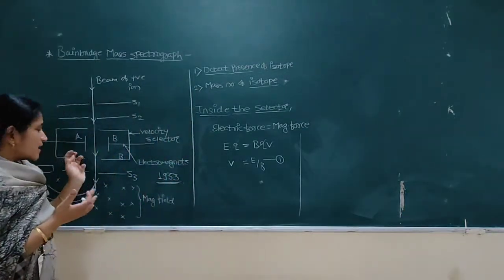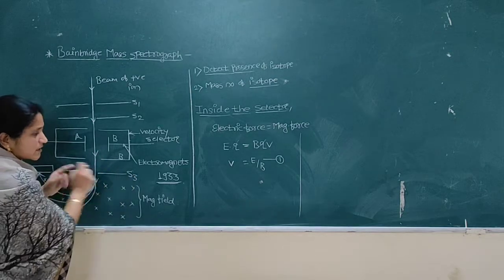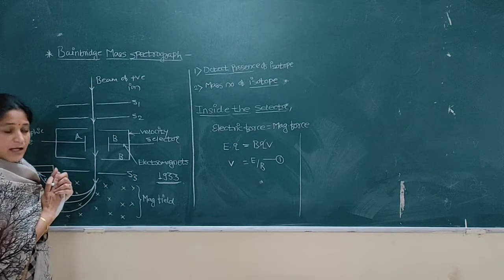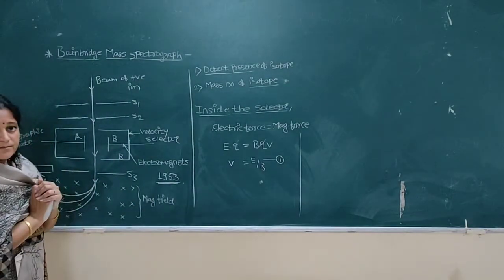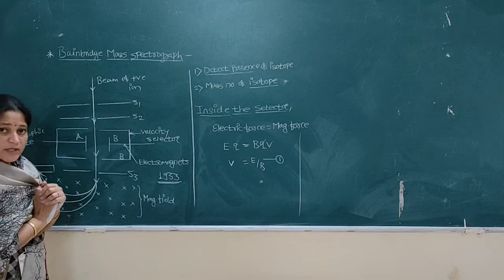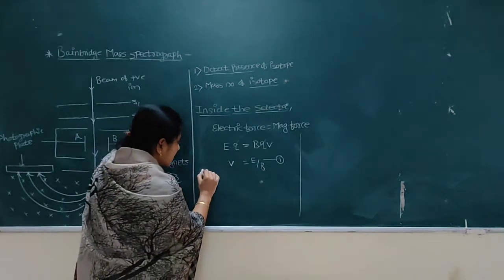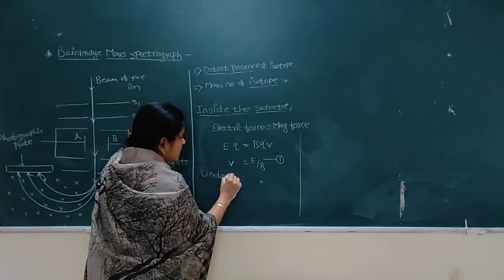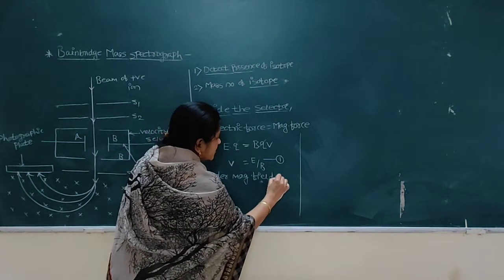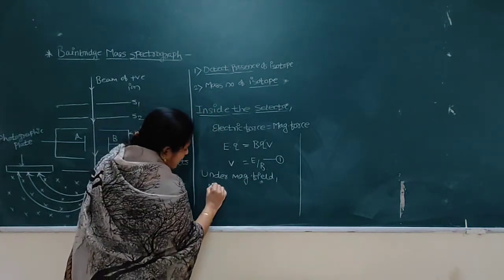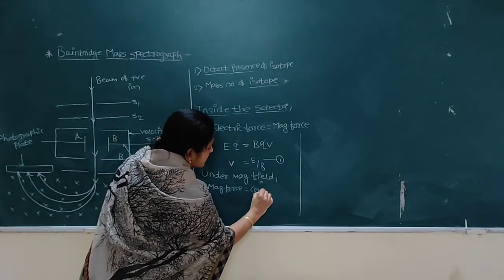Now after that, the ions again pass through the slit S3 and enter the uniform magnetic field. So under the influence of this magnetic field, again we can write magnetic force equal to centripetal force.